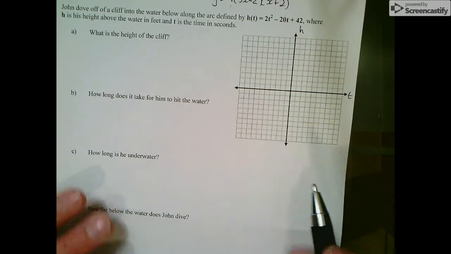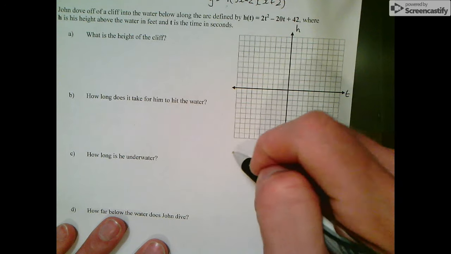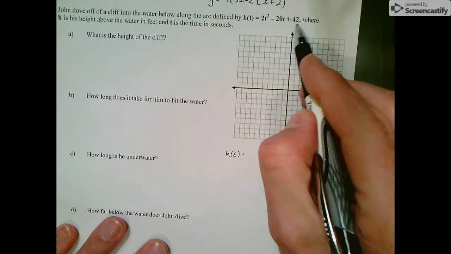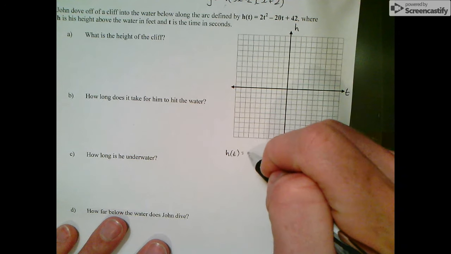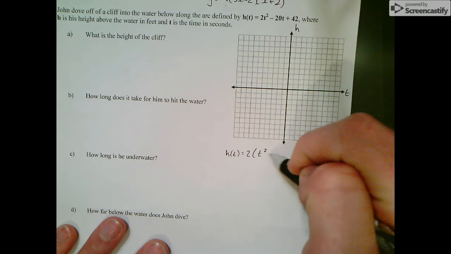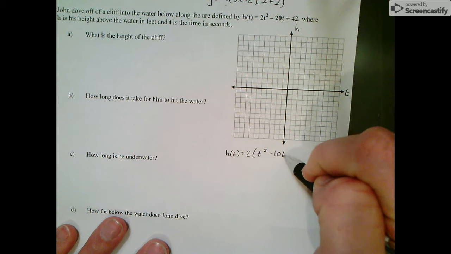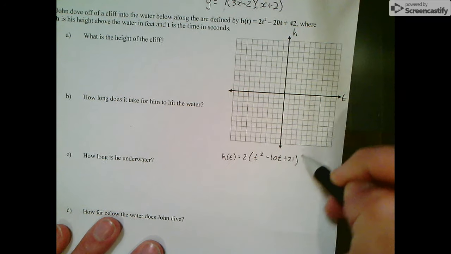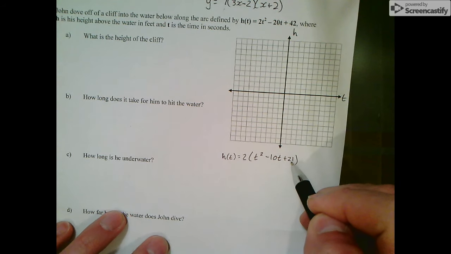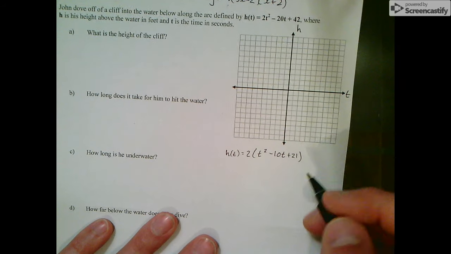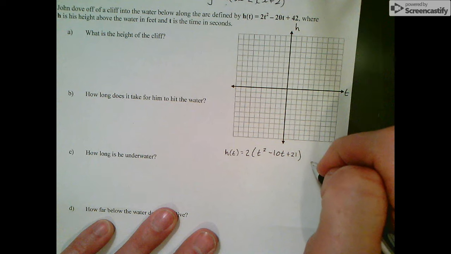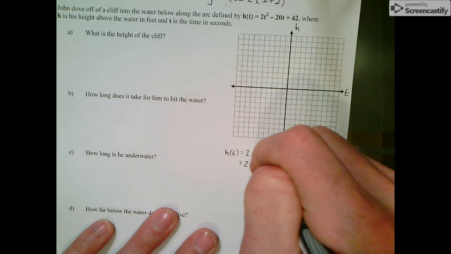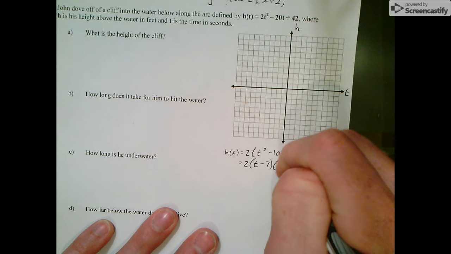And now I'm just going to factor that. So h at t is equal to, I'm going to factor the 2 that I see is common here, because that'll make it easier to factor: 2 times t squared minus 10t plus 21. And so I need a number that multiplies to make positive 21, but adds to make negative 10. Those numbers are negative 7, negative 3. So it's going to be 2 times (t minus 7)(t minus 3).